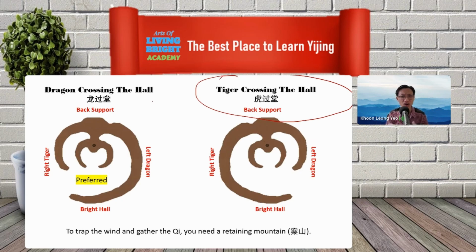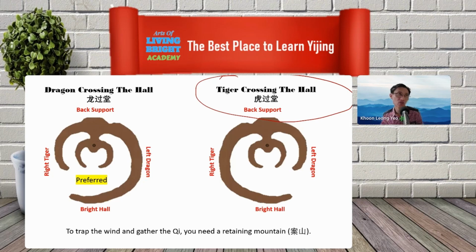So most people will say, tiger crossing the hall, that kind of benefits, modern people don't like. Or most people still prefer the benefits brought about by the dragon crossing the hall. So right now, at this point here, I'm telling you, given a choice, go for dragon crossing the hall.